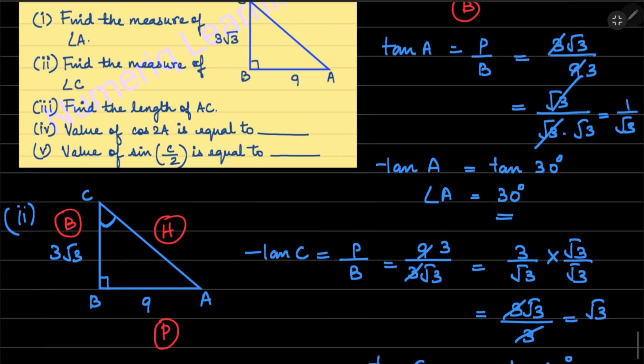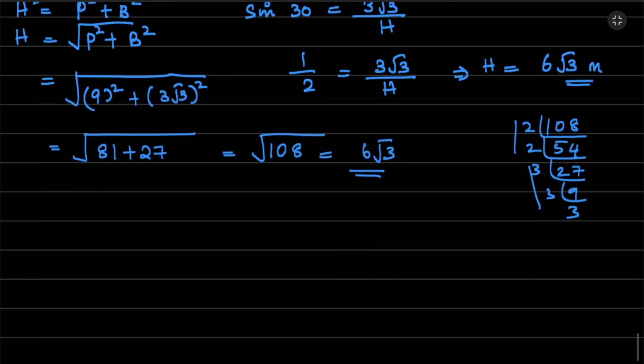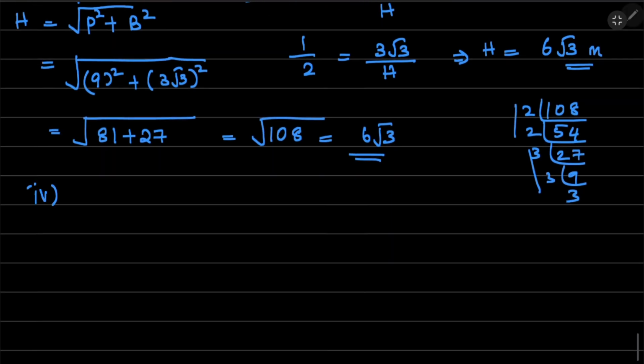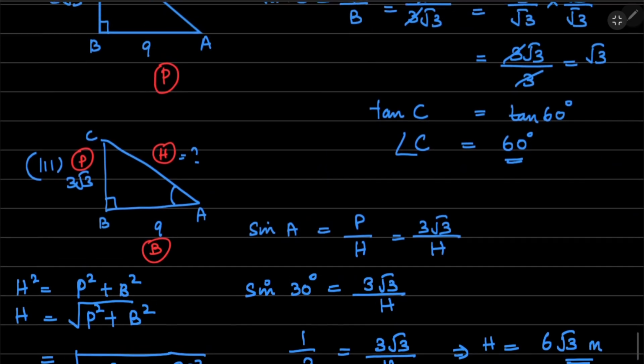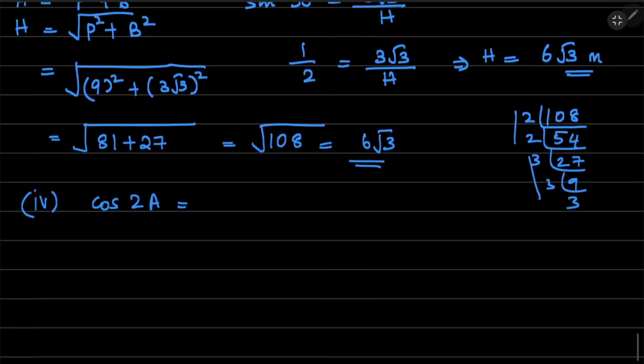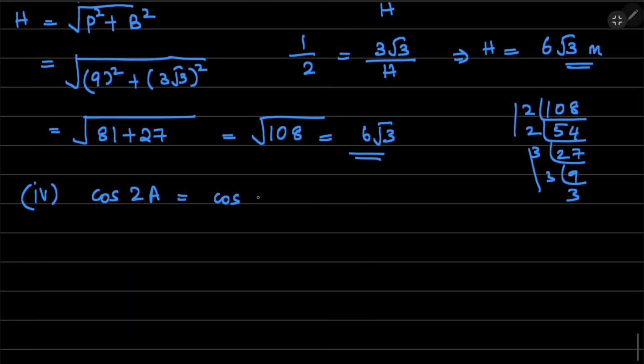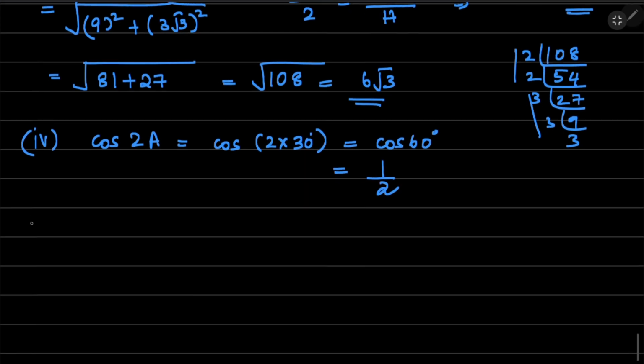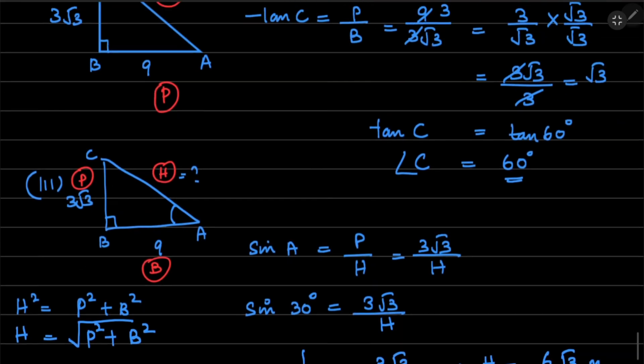Okay, now next question, fourth question. Find the value of cos 2a. Okay, cos 2a. What is a? A is nothing but 30 degree, right? So what is cos 2a? Cos of 2 multiplied by 30 degree, which is cos of 60 degree. What is cos 60? It is just 1 by 2. Right?